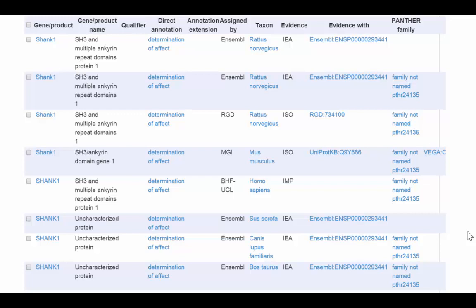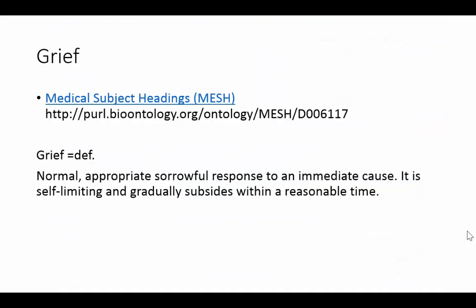Now, what we want in principle is the same thing, but with much greater richness for all emotional phenomena. That's what the emotion ontology is the starting point for. Some of these annotations can be generated by computers searching literature. The good ones, and this is why the gene ontology has received so much funding, are created by human literature curators whose day job consists of creating entries like this around GO terms. Now, grief in the medical subject headings is defined as a normal, appropriate, sorrowful response to an immediate cause. It is self-limiting and gradually subsides within a reasonable time.